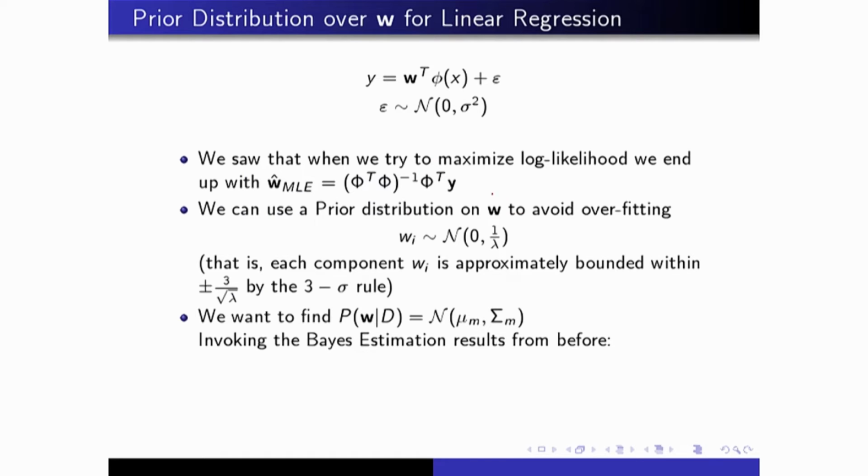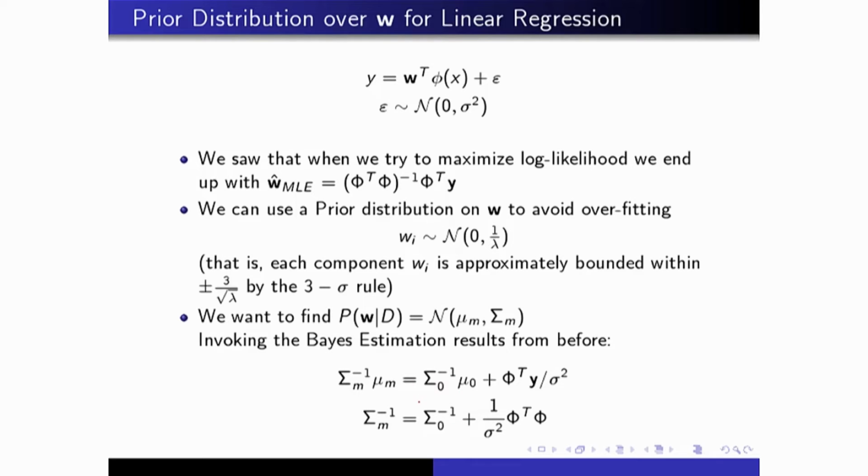So our problem was to address overfitting through Bayesian and maximum posterior estimates, or the MAP estimates. And recall that we wanted bounded values of Wi. We got that through the 3 sigma rule for Gaussian distribution. To find a posterior using a Gaussian prior, we did the coefficient matching and invoked the results that we had got before.